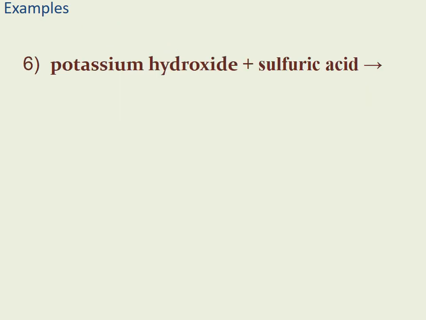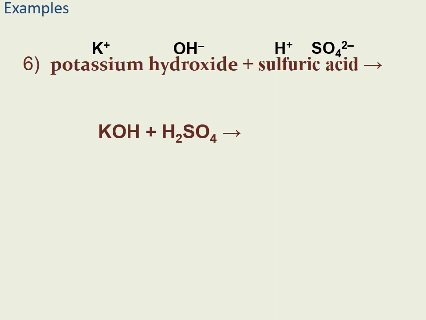Example 6, we have potassium hydroxide, so that's K+, and hydroxide is OH-, making KOH, reacting with sulfuric acid. It says acid, so that means we must have H+ on the front, and since it ends in -ic, sulfuric, the original ending was -ate. We're looking up sulfate on our negative list, which is SO4 2-, and that gives us, when it comes together, H2SO4. We have a pair, K and OH, and another pair, H+ and SO4 2-.